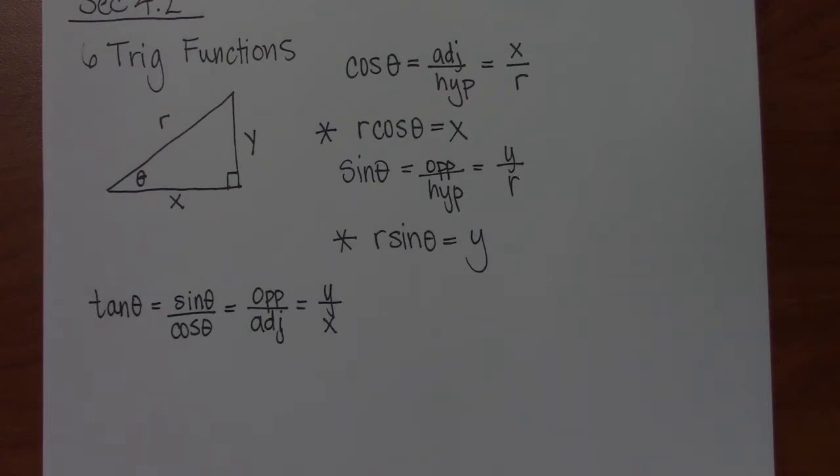So if you're looking at a value on the unit circle, right, and all we have are x and y coordinates, and I ask you to find tangent of an angle, then you would take the y coordinate value and put it over the x coordinate value and simplify, and that's how you could find tangent.